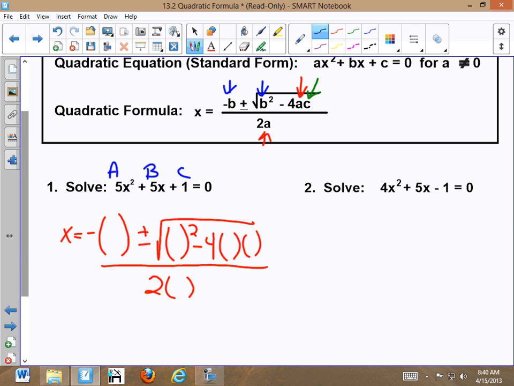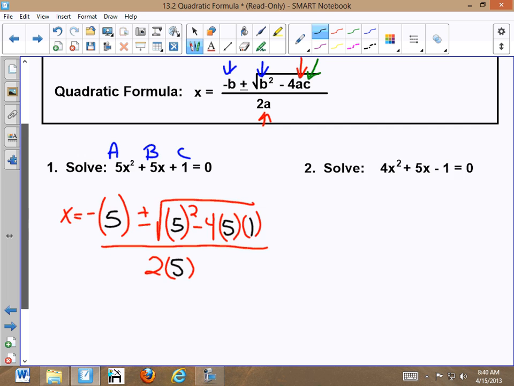Now I go back in and fill in my values. B goes in the first parentheses. What's the value of B? 5. Thank you, one person. B goes right here. What's the value of B? A goes right here. What's the value of A? C goes right here. What's the value of C? And A goes here. What's the value of A?